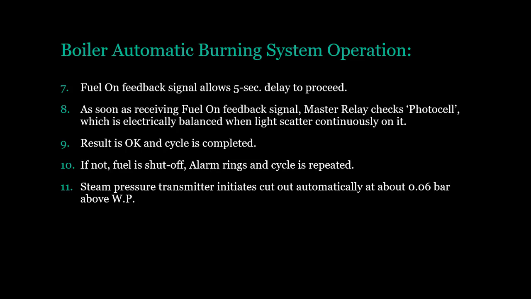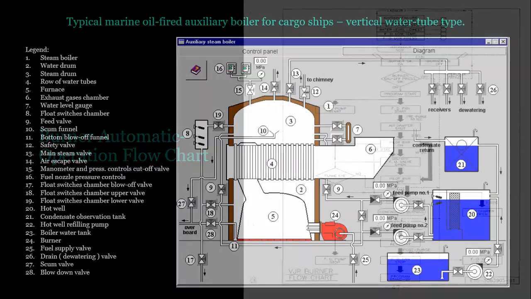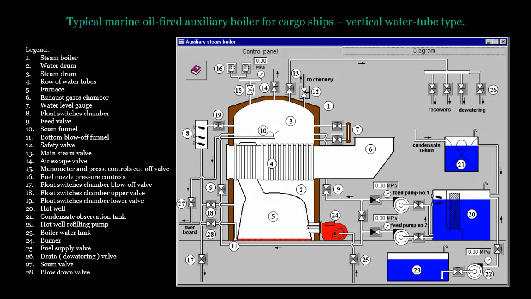Steam pressure transmitter initiates cut out automatically at about 0.06 bar above working pressure. Burner automatic operation flow chart. Typical marine oil-fired auxiliary boiler for cargo ships, vertical water tube type.